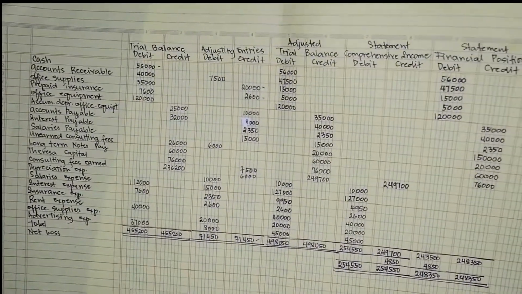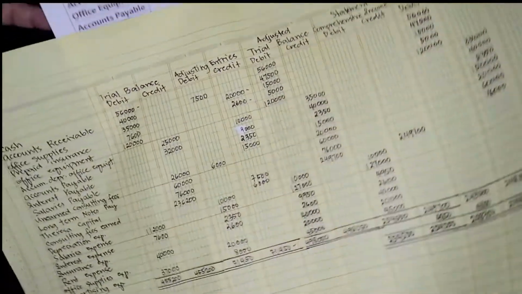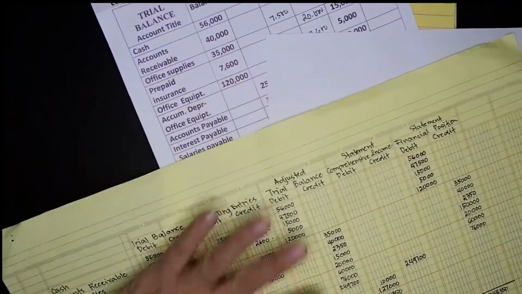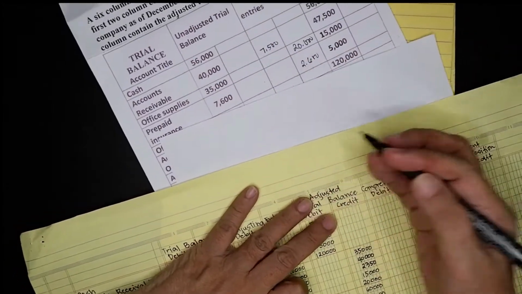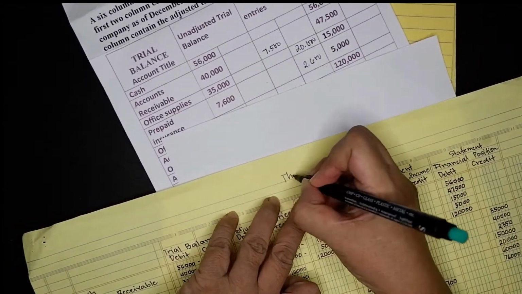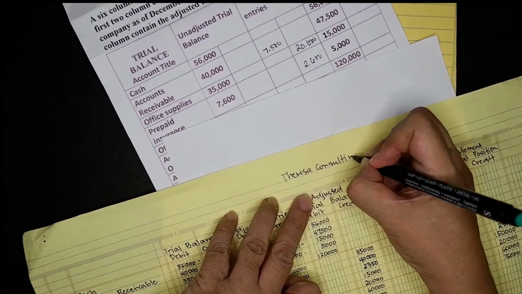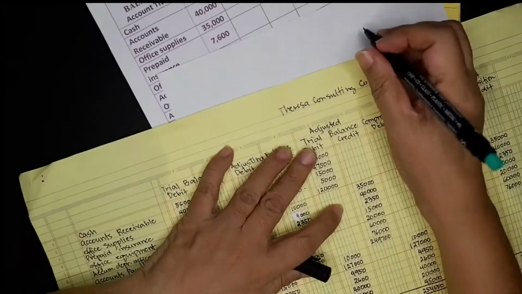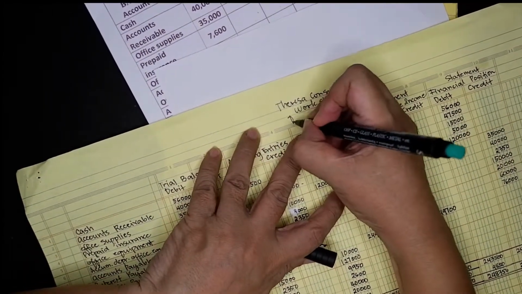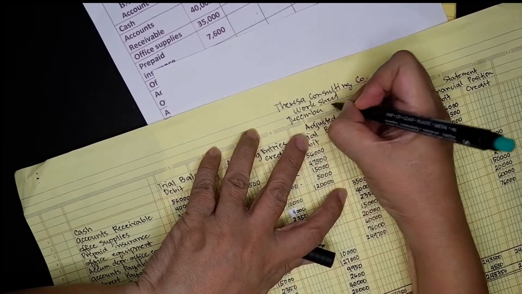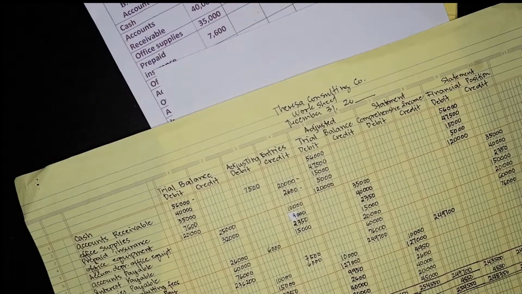So that is our preparation of worksheet. So let us have our heading again. That is Teresa Consulting Company, Worksheet, December 31, 20. Okay. So there ends our topic today.